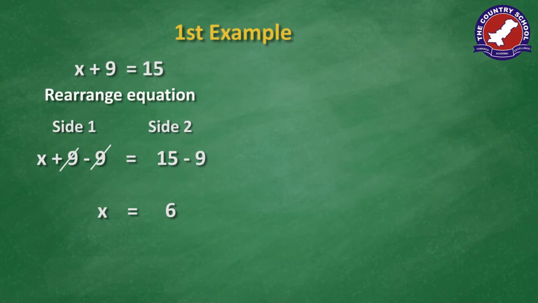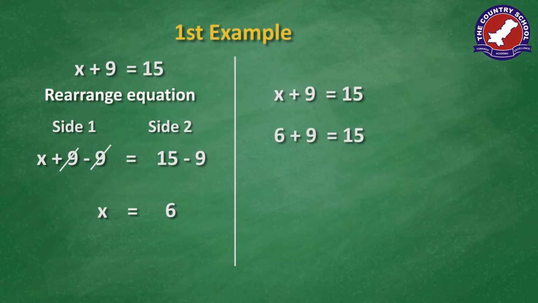Equation solved. Now to check our answer to make sure we got it right, we can replace the unknown value of x by our answer 6 in our original equation. So instead of x plus 9 equals 15, we'll write 6 plus 9 equals 15. And if that's true, we know we got the right answer. As 6 plus 9 equals 15, that means our answer was right and the equation is true. Let's try another example.